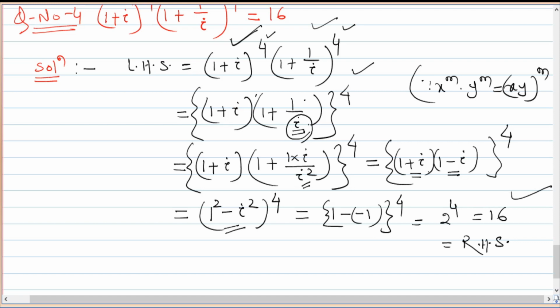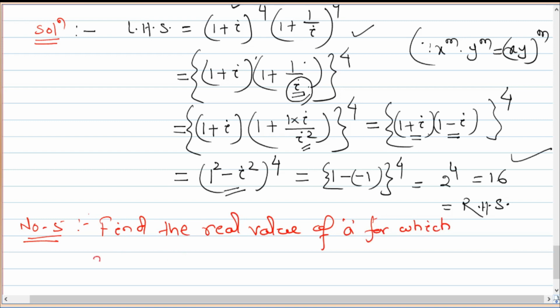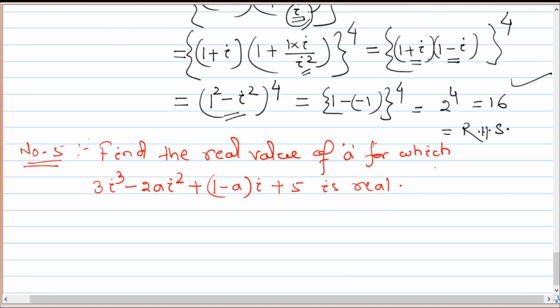Okay, so now we'll go to number 5. Number 5 is asking: find the real value of a for which 3i cubed minus 2a i squared plus (1 minus a) into i plus 5 is real.